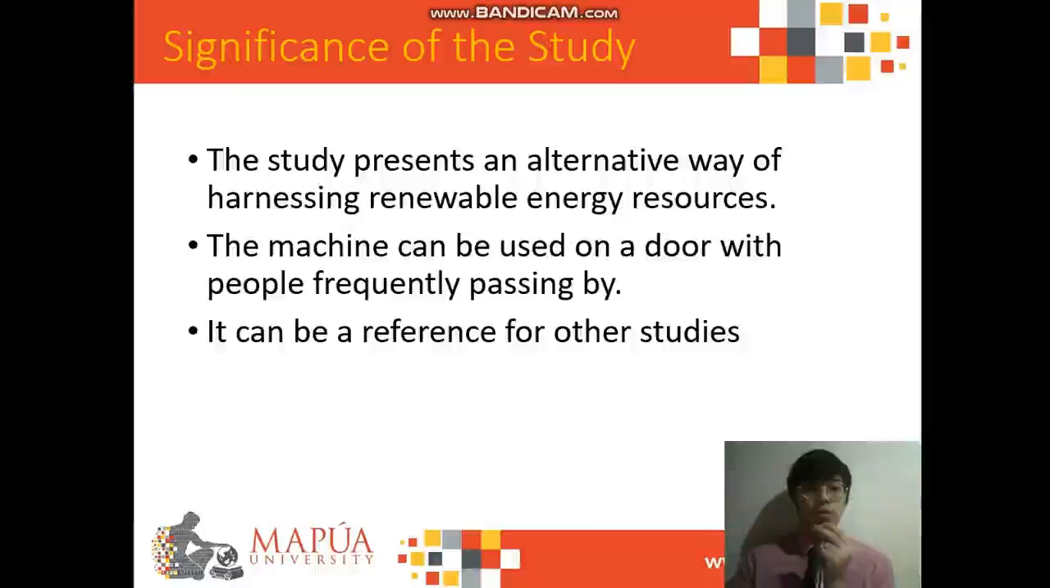And the significance of the study is that it presents an alternative way of harnessing renewable energy resources, and the machine can be used on a door with people frequently passing by, and it can be a reference for other studies in the future.